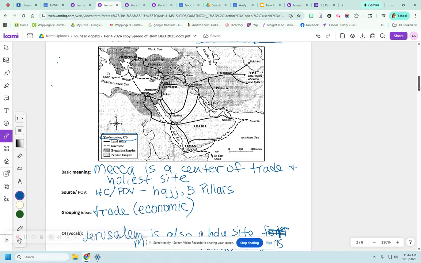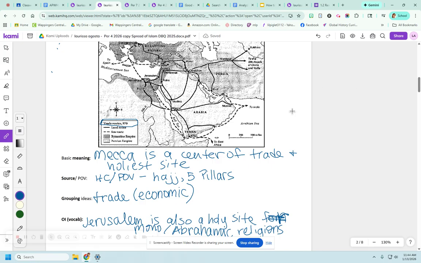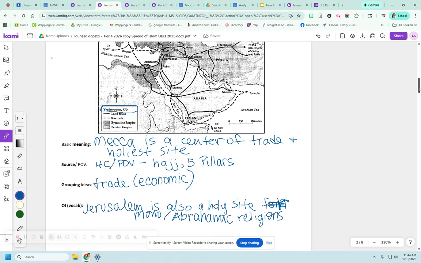And then for outside information, use the document as a springboard for what else do I know that's kind of outside of the box, or that's kind of like a tangent. Oh, I know that Jerusalem is also a holy site for other monotheistic religions like Judaism and Christianity, and those are Abrahamic religions. So if I use that as a sentence, that could get me a little bit of an OI sprinkle, where I would have to give little sprinkles of facts that are not in the document throughout my essay to add up to that point on the rubric for doing outside information.